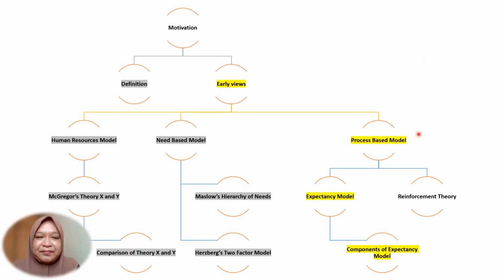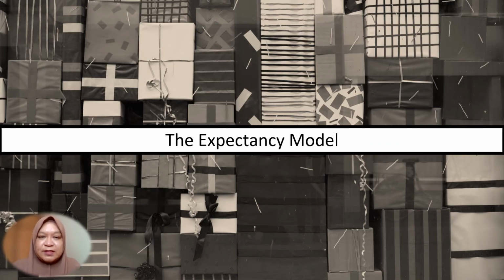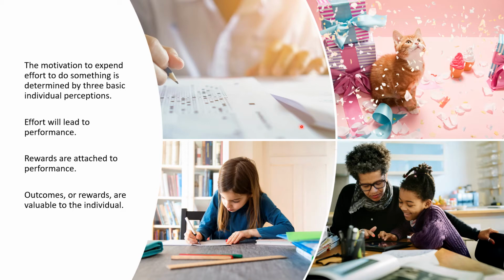Okay. Next, we want to see the process-based model. The first one is the expectancy model. The expectancy model is the motivation to expend effort to do something. It's determined by three basic individual perceptions.